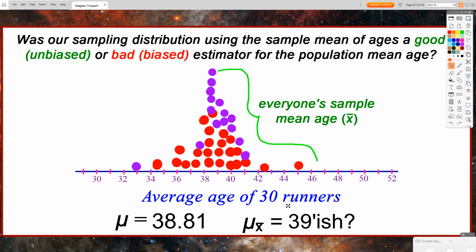And so what we found out based on our sampling distribution that we were starting to create, a lot of my students thought that the mean, the center of this sampling distribution, looked like it was about 39 years old. Okay, so that's what I have, mu sub x bar. The center, the mean of what? Of the sample means, which is kind of a mouthful to say. The mean of the sample means was about 39 years old. Now, I shared what the true population parameter age was, and it was 38.81.